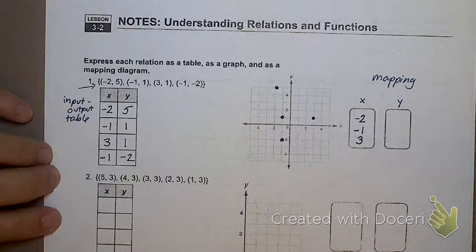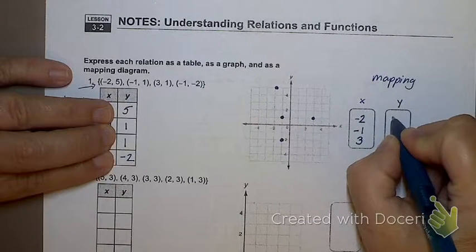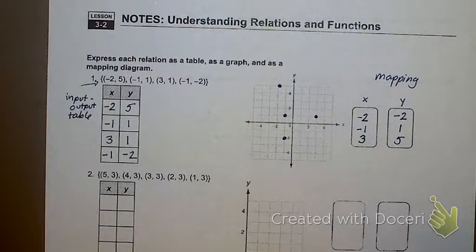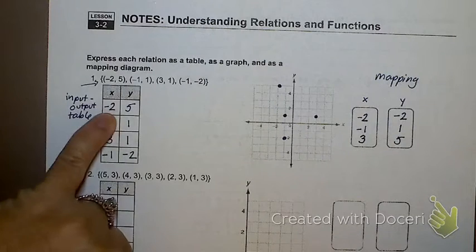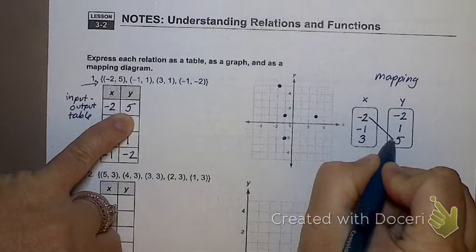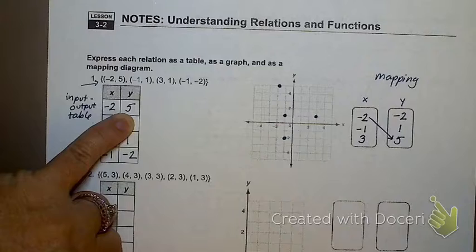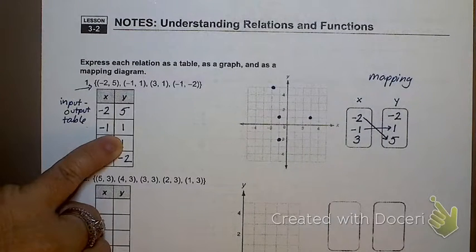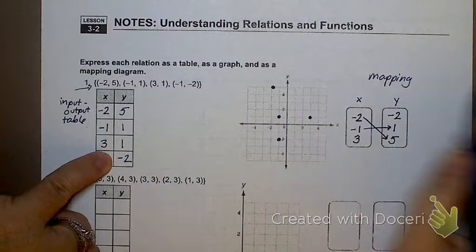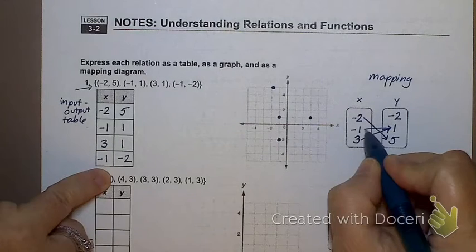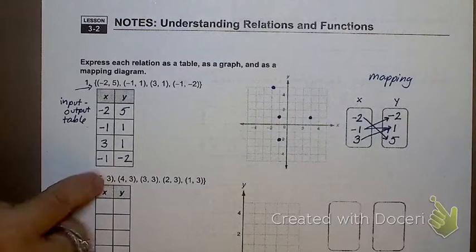I'm going to do the same thing for my y's. What's the smallest y value? -2, followed by 5. And what I'm going to do is start drawing some arrows. You ready? If -2 on the x side goes with 5 on the y side, then I draw an arrow from -2 on the x side to 5 on the y side. That's how I represent that first point. -1 on the x side goes over to 1 on the y side. 3 on the x side also goes to 1 on the y side. And then -1 here goes with -2 there.